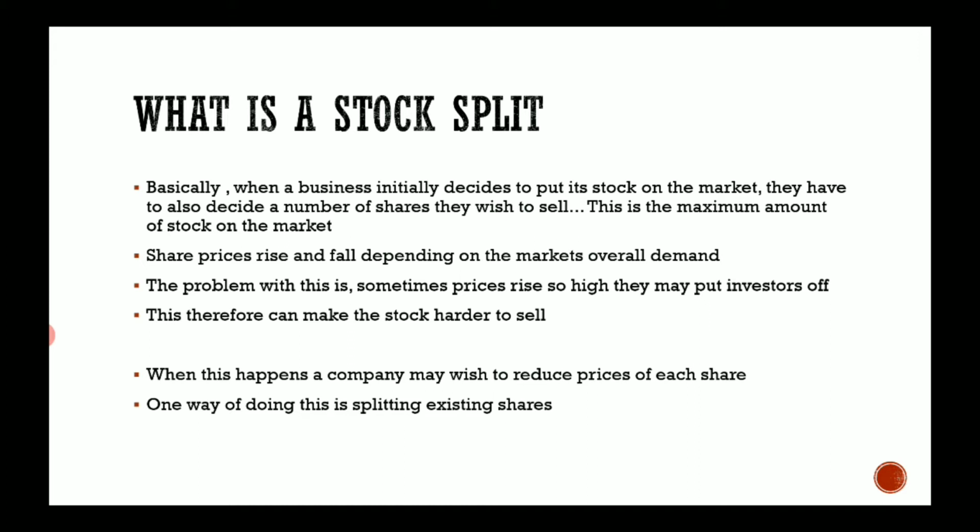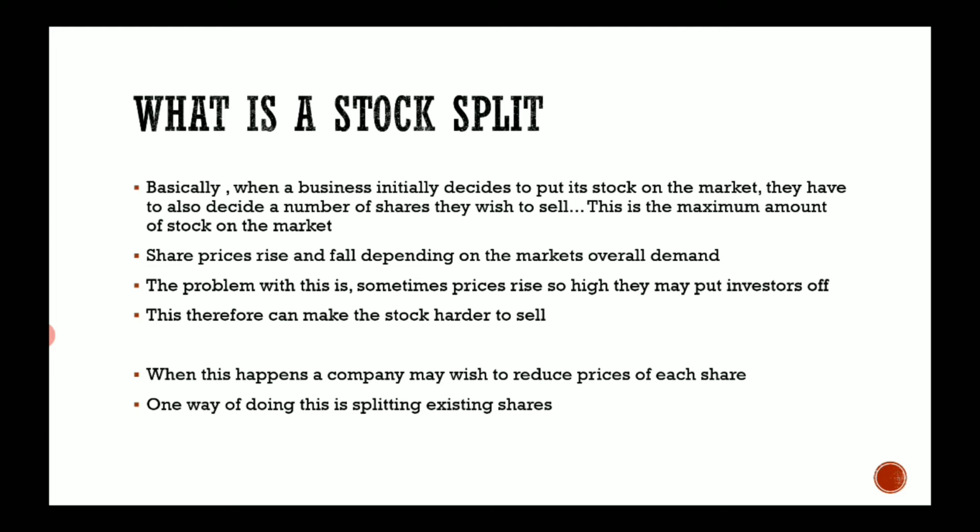So basically, when a business initially decides to put their stock on the stock market, they have to decide on a number of shares they wish to sell to the public. So this is obviously going to be the maximum amount of shares on the market. And this is quite an influential thing, because things can affect this. Depending on how demanded a stock is, share prices can rise and fall. So market demand is a big factor in price, as we know.